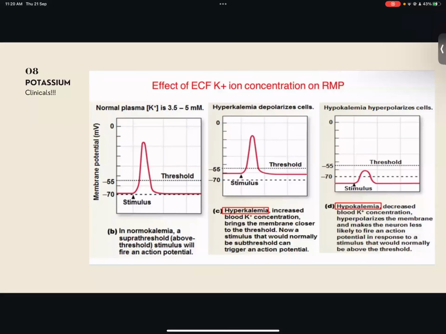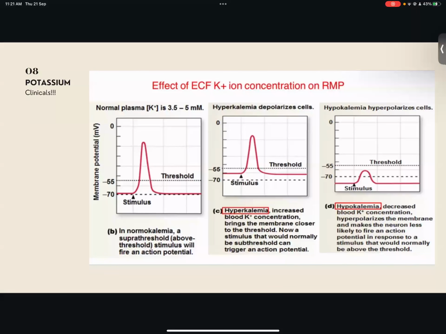So we said that since the membrane is most permeable to potassium at resting state, potassium will have the greatest contribution to your membrane potential. That means that any slight change in your potassium levels outside of the cell will have a very, very large effect on your membrane potential. So in normal kalemia, kalemia, by the way, means potassium in the blood. Emia is a suffix that means in blood. So normal kalemia, normal potassium in the blood.